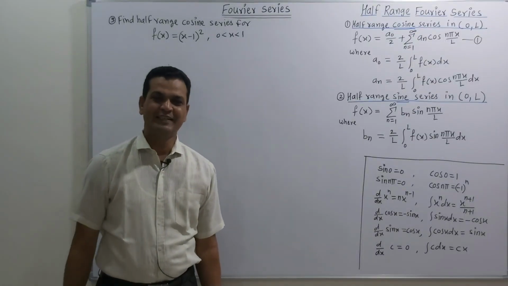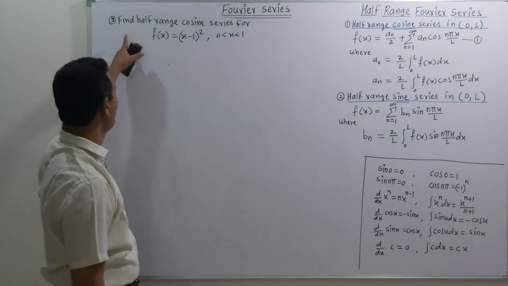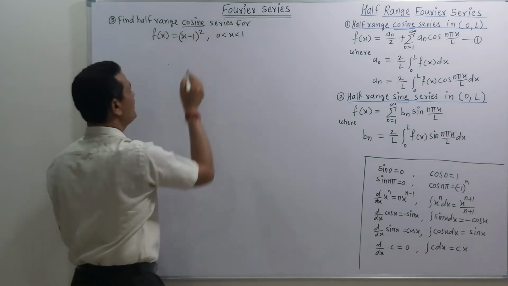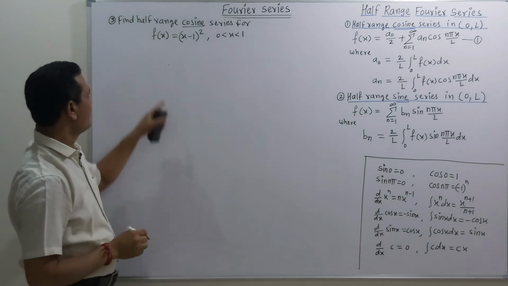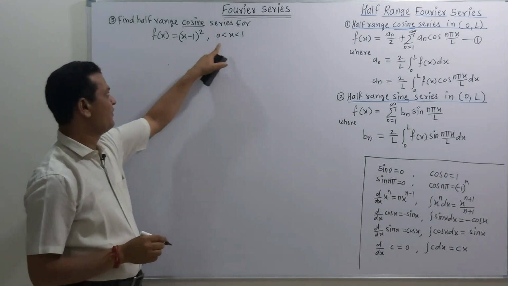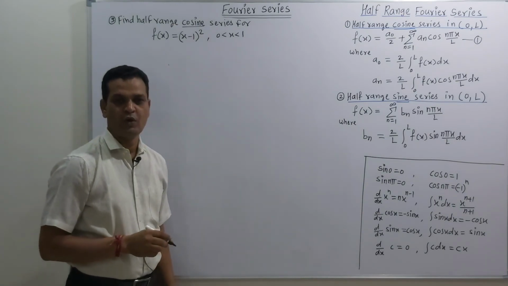Now friends, let's solve the third example. The third example is: find the half range cosine series. So this word cosine is important. For the function f of x is equal to (x minus 1) squared, where x lies between 0 to 1.